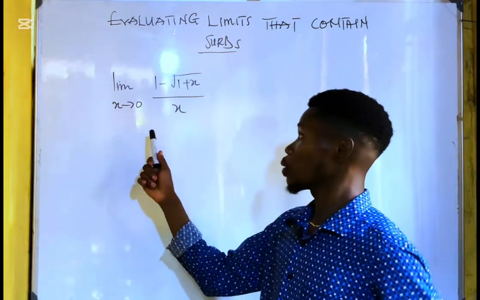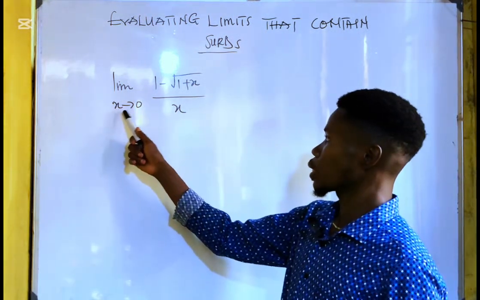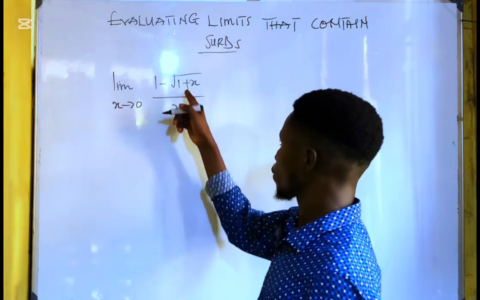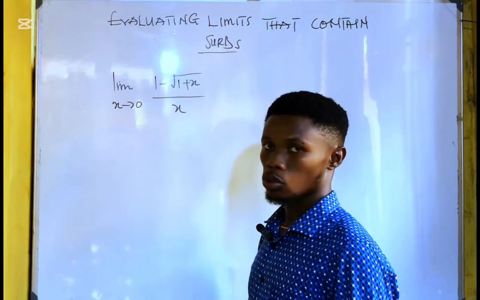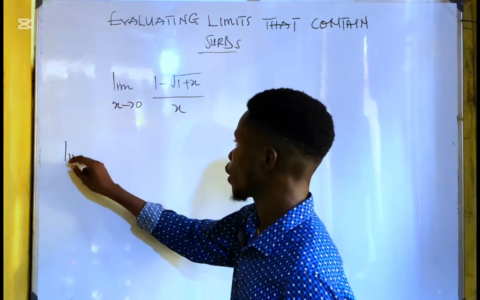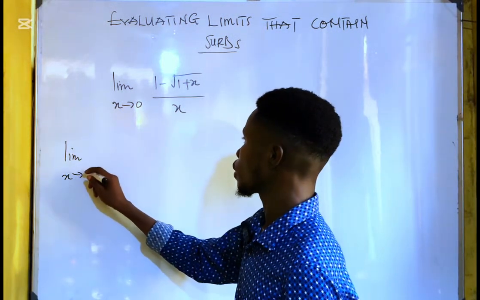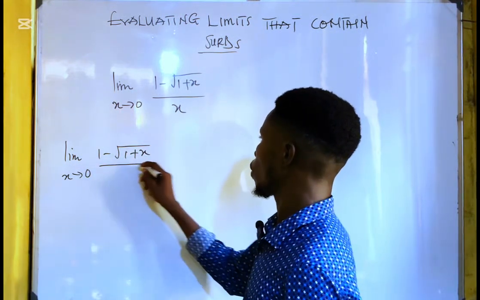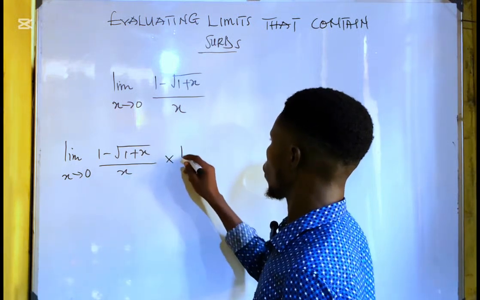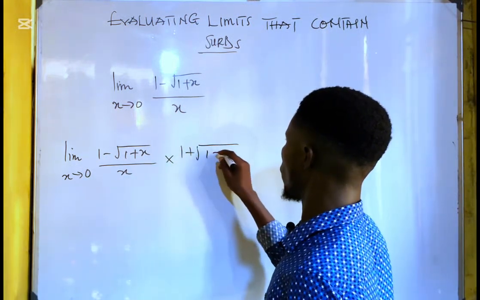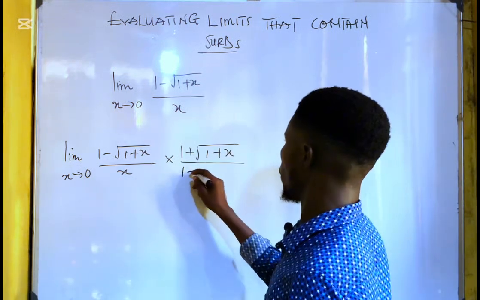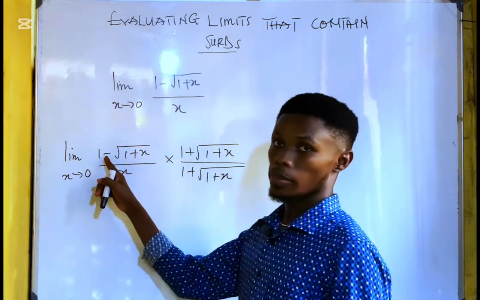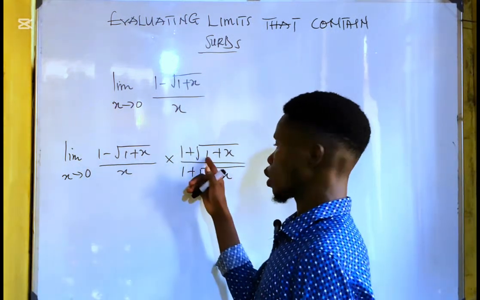So now let's see how we can evaluate this one. That's the limit as x approaches 0 of 1 minus square root of 1 plus x, all divided by x. So here again, it is the numerator where we are going to conjugate. Let me repeat it. The limit as x approaches 0 of 1 minus square root of 1 plus x, all divided by x, times 1 plus square root of 1 plus x, all divided by 1 plus square root of 1 plus x. Now, it is plus because this place is minus. Is that okay? You conjugated the top one.